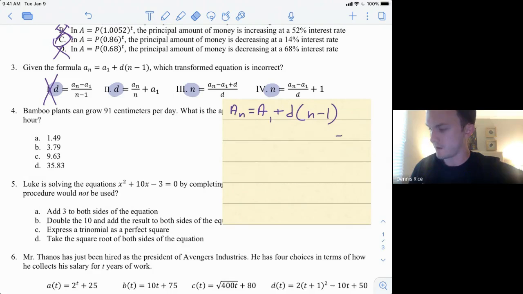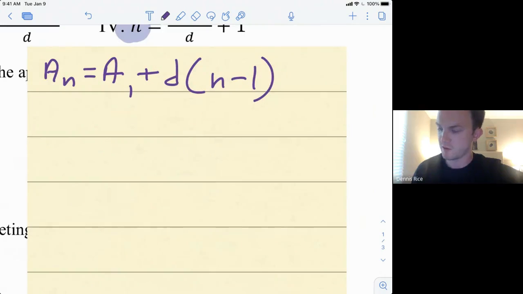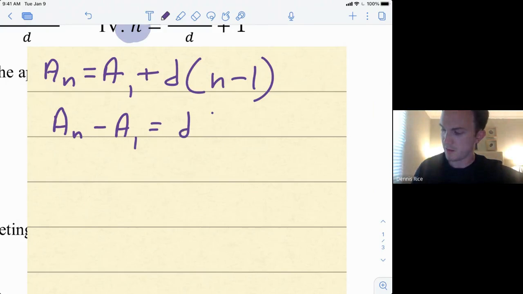Let's solve for n. So let's rewrite. We all know Roman numeral 1 is out here, right? That's the technical answer. We're not sure about 2. Let's just say we're not sure about Roman numeral 2, it looks kind of weird. For Roman numeral 3 and 4, we see that it's n equals. So let's take this and now solve for n. I'm going to start the same way, by getting rid of A sub 1. Subtract A sub 1 from both sides.